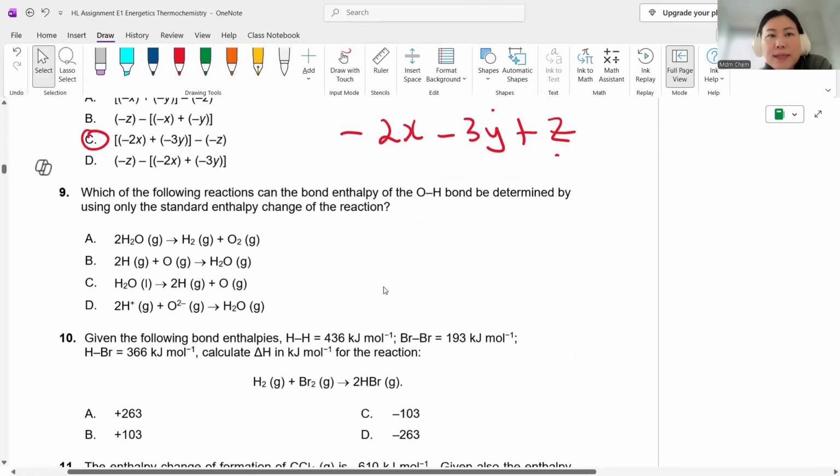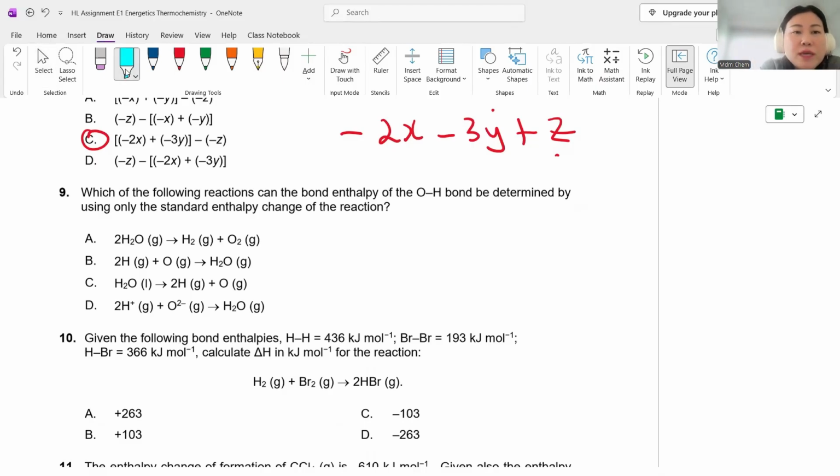Now, question 9. Which of the following reactions can the bond energy of OH determine, using only the standard enthalpy change of the reaction? Only can use that. So bond energy is about breaking something into atoms. Break the bonds, form atoms, right? So you must break the OH bond or you form the OH bond.